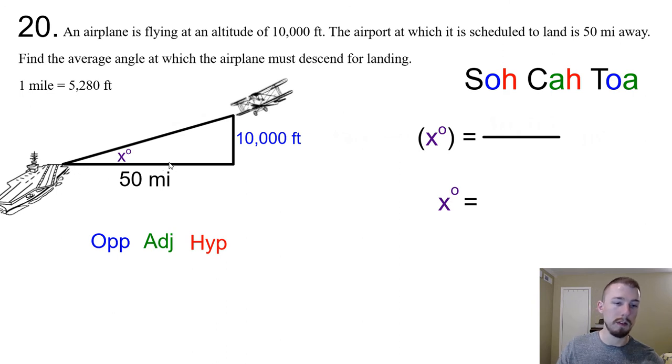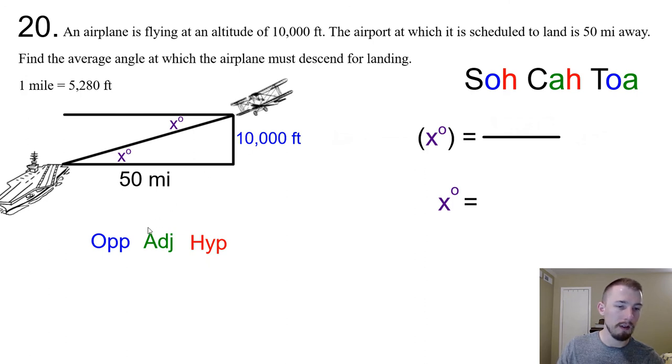So that's going to be 50 miles. And then we want to find the angle of descent. The average angle of descent is going to be the same, since an angle of depression is the same as the angle of elevation. So we can just use this x down here, not a big deal.